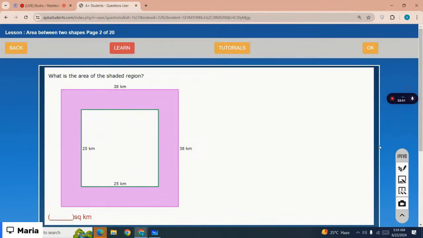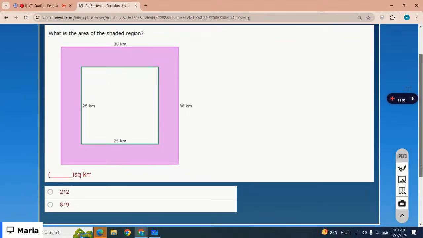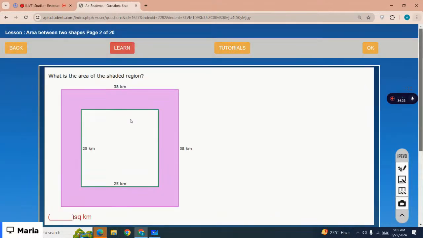So the area of the outer one is 38 times 38, and for the inner one it is 25 times 25. That is 625, right? That is 819. The correct option is option number 2. Okay, you can complete the lesson by yourself later today. Let me just move on to the next lesson.